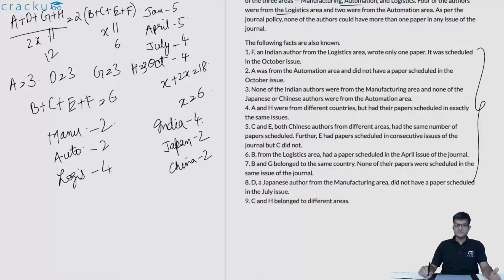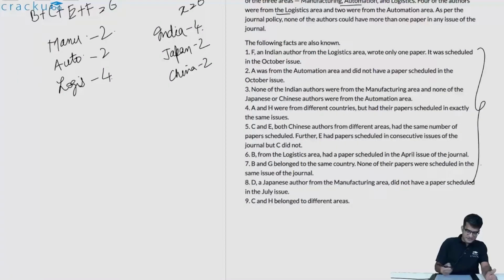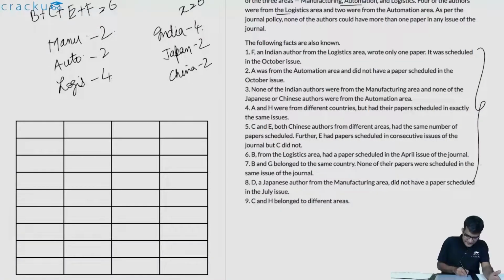So let us try to fill in these clues. Let us make a table and fill in these clues, and let us try to answer the questions based on it. The table will have 8 rows for each one of the 8 authors, and it is going to have some columns: their name, the country, the area, and the issue in which they were published. So we will have 4 columns. This is the name of the first author, A. This is the name of the second author, B, C, D, E, F, G, and H. This is the country. This is the area, and this is the issue.